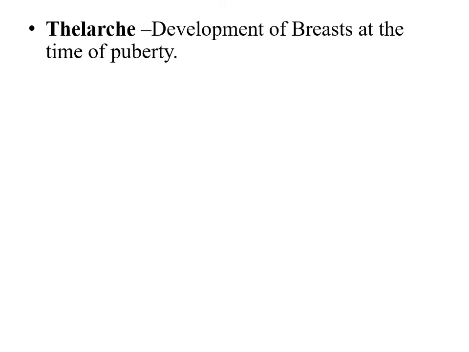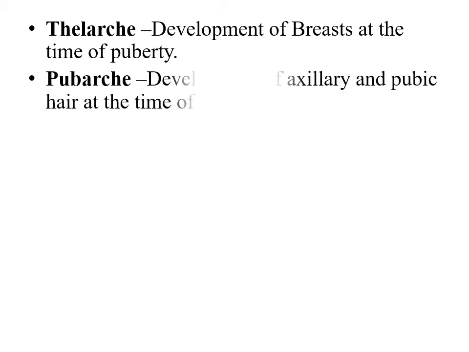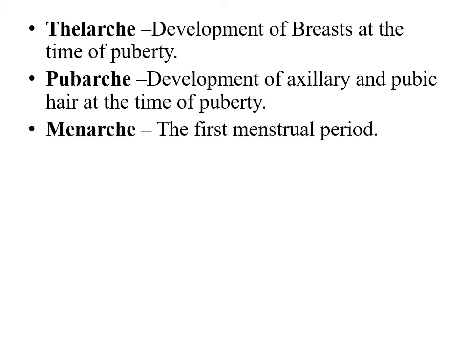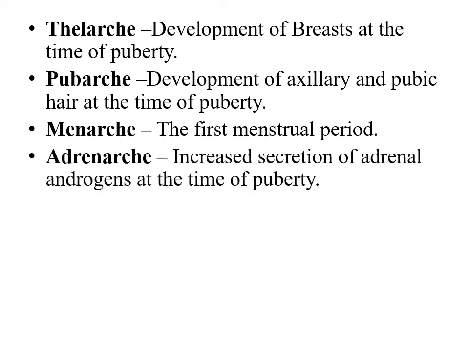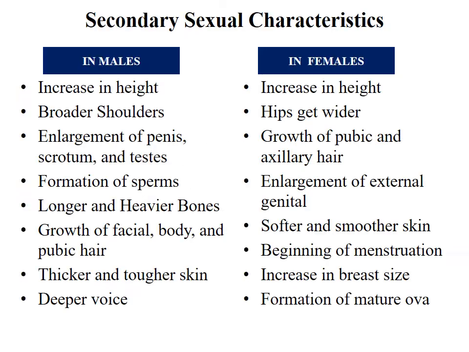Now let us see some of the important terminologies associated with puberty. Telarch, which means development of breast at the time of puberty in females. Pubarch, which means development of axillary and pubic hair at the time of puberty. Menarche, the first menstrual period in females. Adrenarche, which means increased secretion of adrenal androgens at the time of puberty.